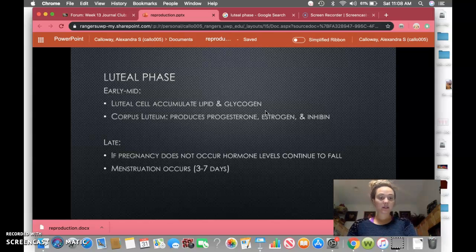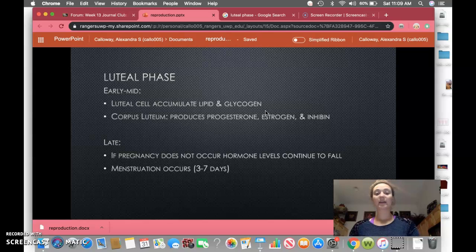And then in the late luteal phase, this is when pregnancy may or may not occur. So if it doesn't occur, the hormone levels will continue to fall. And then the continuous decline of the hormones will cause apoptosis, which is another kind of scheduled cell death. So when all the cells die, the egg will be discarded from the body through the menstruation cycle.